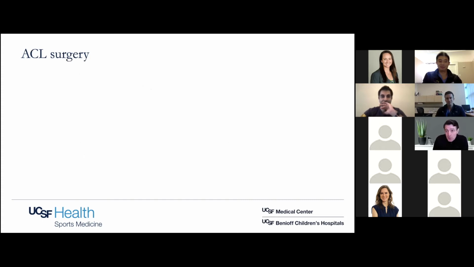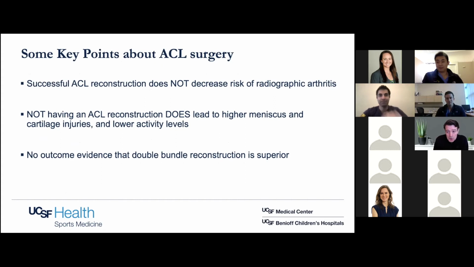I think there's just a couple of points that you all need to know about. So just remember, not everybody needs surgery. And secondly, if they do have surgery, we still don't have the data to prove that doing an ACL reconstruction reduces the risk of arthritis 5 to 10 to 15 years after surgery. I think we all believe that probably helps, but there's no study that proves that yet. We do know that not having the surgery does lead to higher concerns regarding your meniscus and cartilage. And so that's something that has to be shared with the patients.